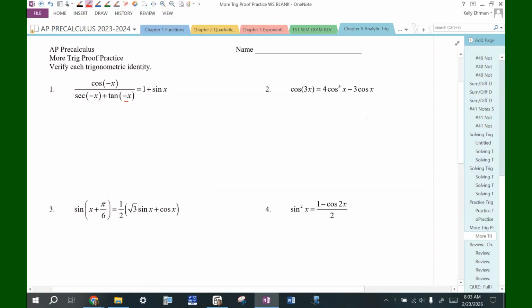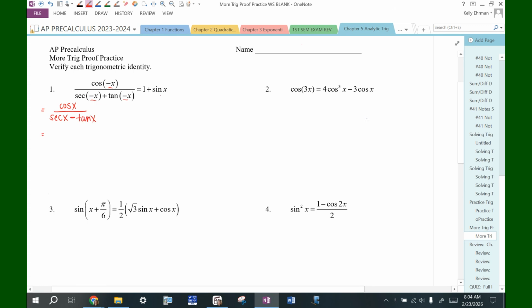All right, so this is just more practice with trig proofs. Remember, you want to start on the more complicated side, or the side that has an angle that's not just x. So for this one, let's start on the left side. The first thing to do is get rid of the negative x angles by applying the even and odd identities. Cosine of negative x is equal to cosine of x. Secant of negative x is equal to secant of x. Tangent of negative x is equal to negative tangent x.